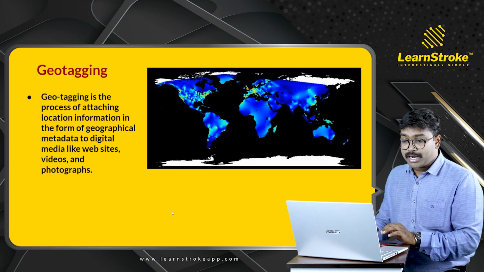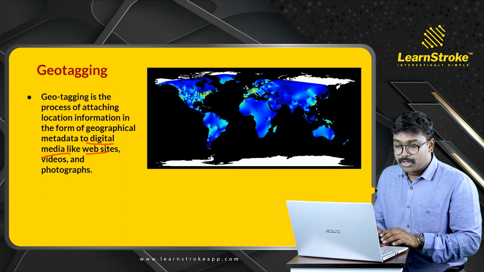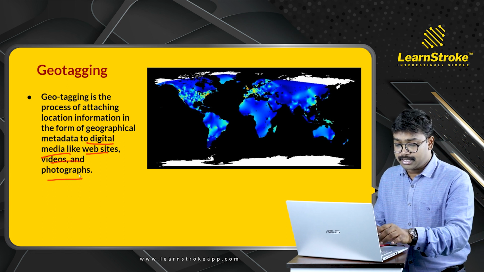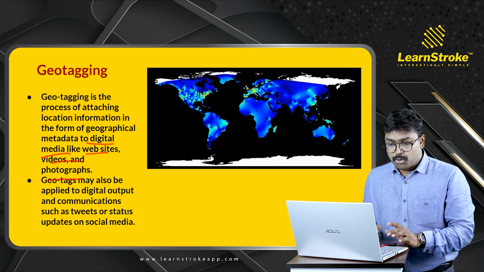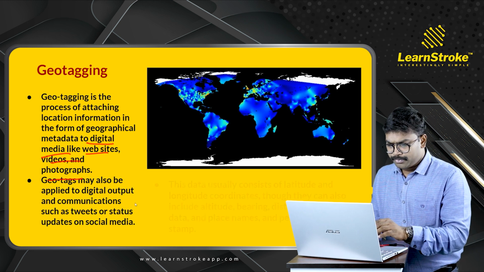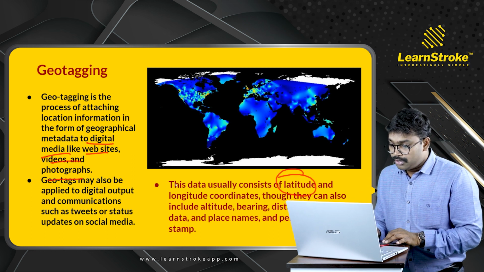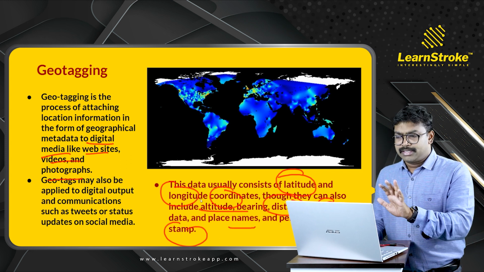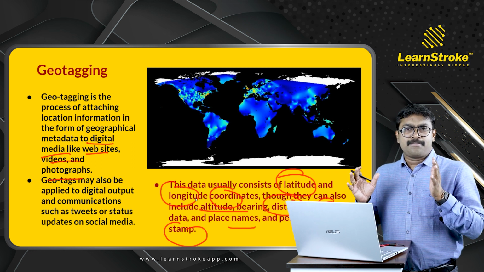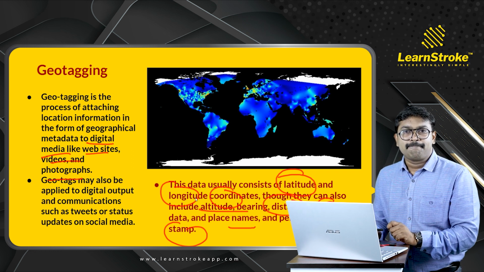Let's check how things work here. Geotagging is the process of attaching location information in the form of geographical metadata to digital media, websites, videos and photographs. That is a key point here. Geotags may also be applied to digital output, social media, tweets, statuses, etc. And the key point here is that it consists of latitude, longitude coordinates, altitude, bearing, distance, accuracy, place name, perhaps a timestamp, everything is actually geotagged. So this was also something that appeared in current affairs, especially since we are discussing it from a random area. So geotagging is also a very important area.